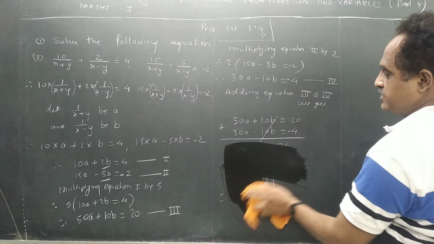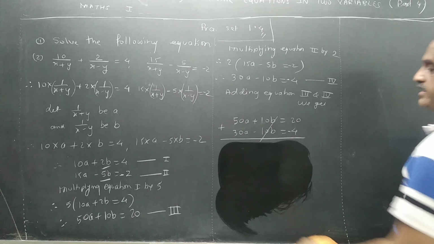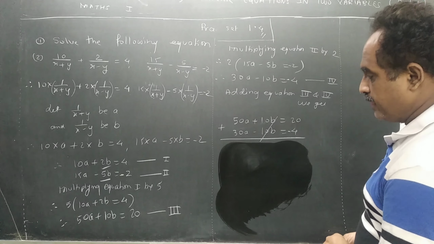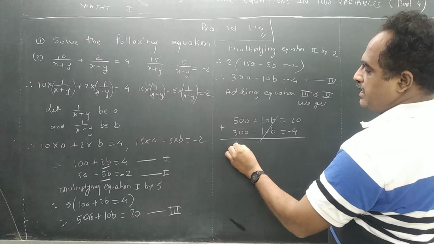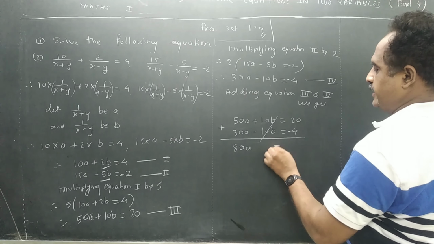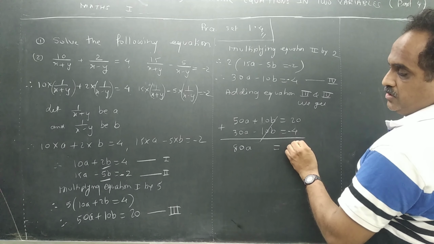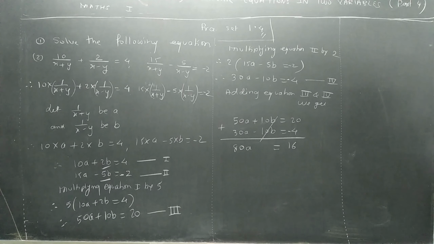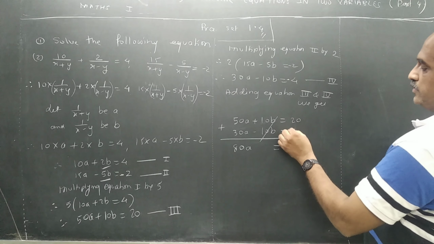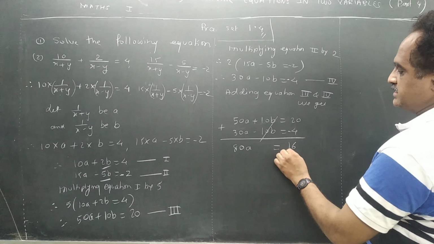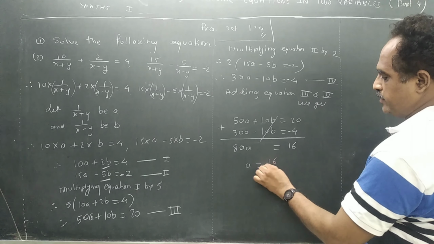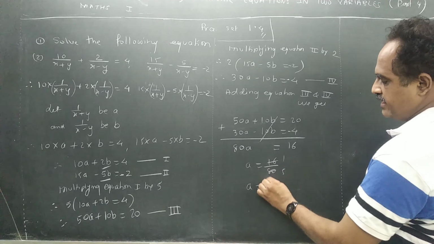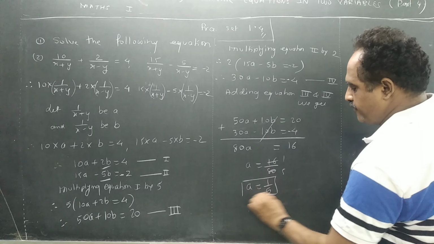So we have to change. यहाँ पे थोड़ा सा चेंजेस हो जाएंगे. What is that change? This will become 80a is equal to, we are getting 16, 20 minus 4 is what? 16. So a is equal to 16 upon 80. a is equal to 1 upon 5.